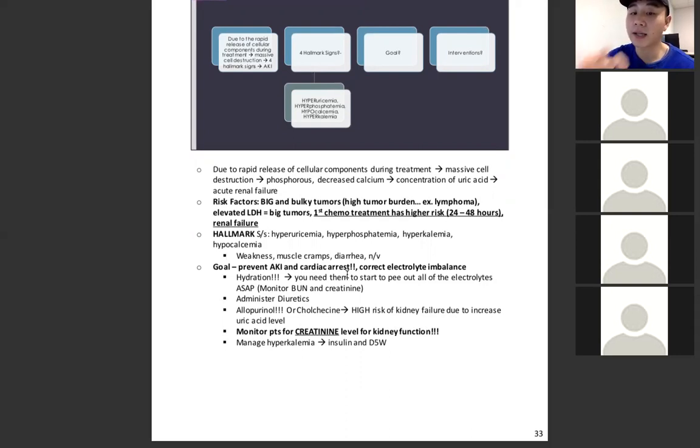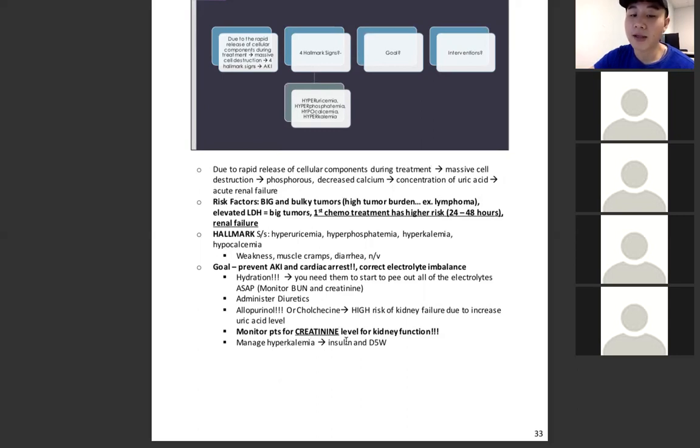So we need to correct the electrolyte imbalance. We need to give them hydration, a lot of water, and make sure they are hydrated. We need them to pee out all of the electrolytes ASAP. Monitor BUN and creatinine, administer diuretics and allopurinol. Allopurinol is the medication that helps the body excrete uric acid. They are at high risk for kidney failure due to the increase in uric acid.